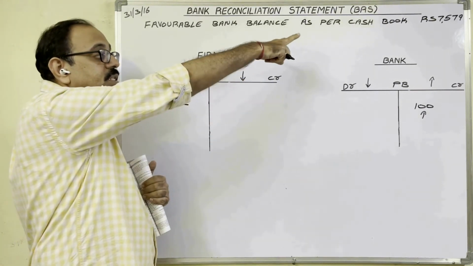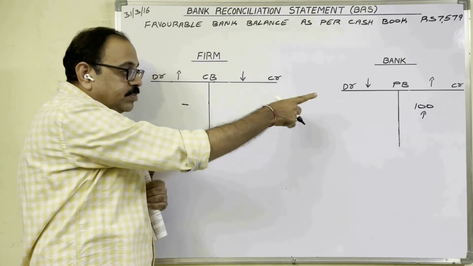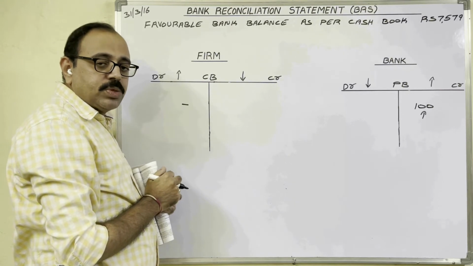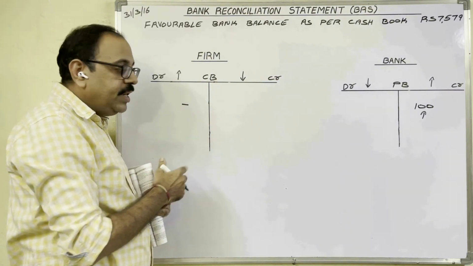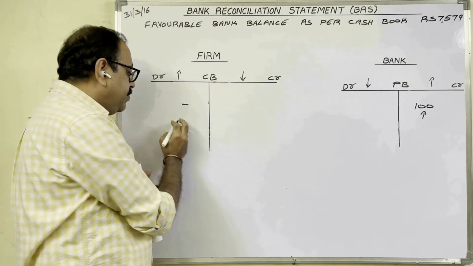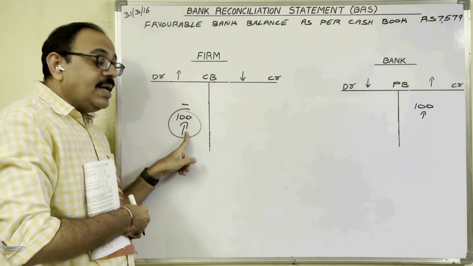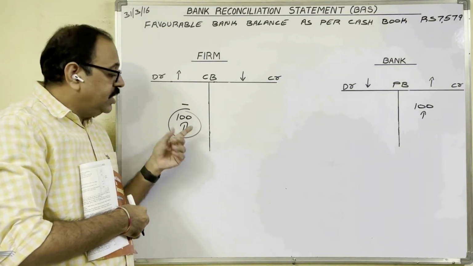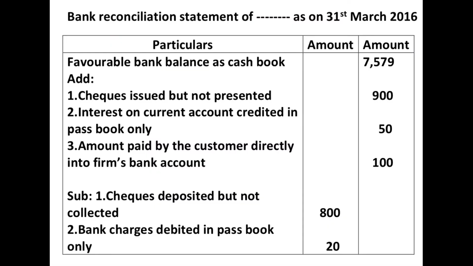Now which book balance is given to us? Cash book. The rule is adjust the cash book as per the passbook. As per the passbook, 100 is increased. We should also increase. Increase means which side? Debit side. Finally, this is our answer. Our answer is coming as increase. Means this 100 rupees we have to add to that bank balance. Under additions, third point, amount paid by customer directly into firm's bank account. In the outer column, 100 rupees.